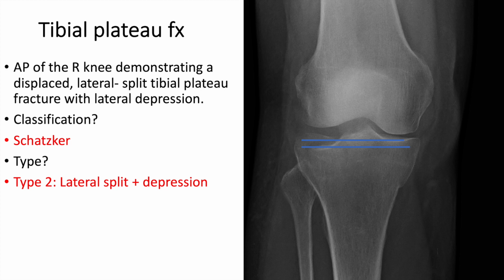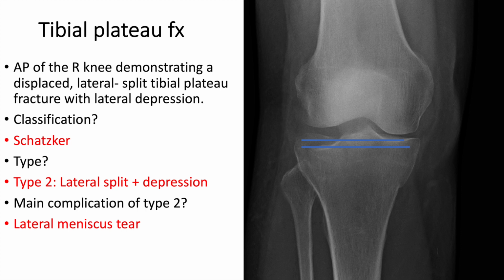All right, so for a type 2 Schatzker, what's the main complication? And that's a lateral meniscus tear. All right, so remember type 1 is just the split, and type 3 is the depression. But when you have a split and depression, think of the amount of displacement the lateral meniscus will be facing. That's sort of how I think about it. So that's why it's more likely to have the lateral meniscus tear in the Schatzker type 2.